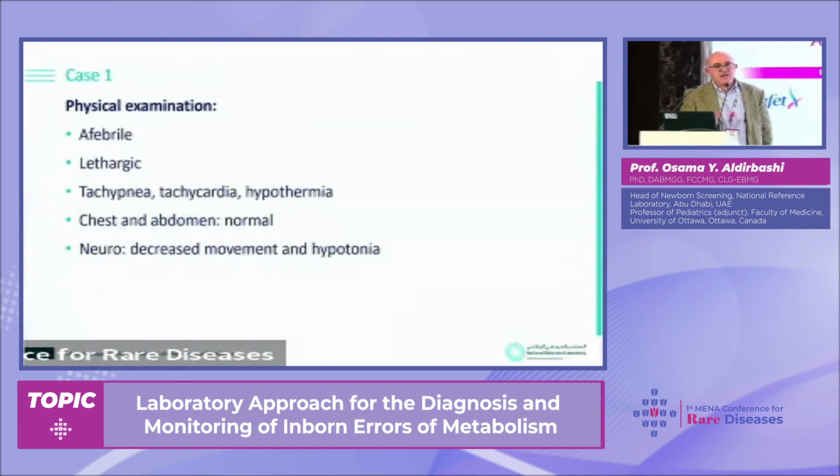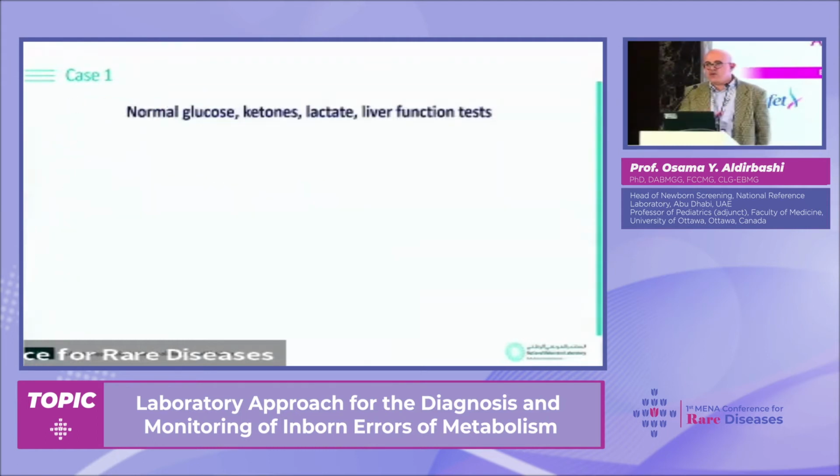Now, as I said, the first line of testing is to do your basic biochemistry test, and in this child, the glucose, ketones, liver functions, and lactate were all normal. So some of the disorders have been excluded here.